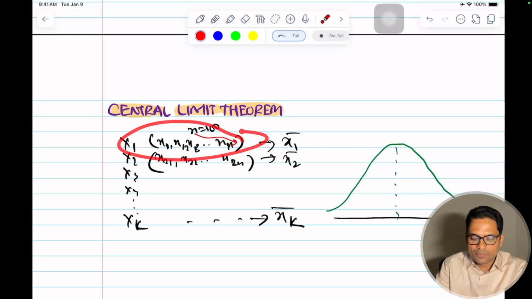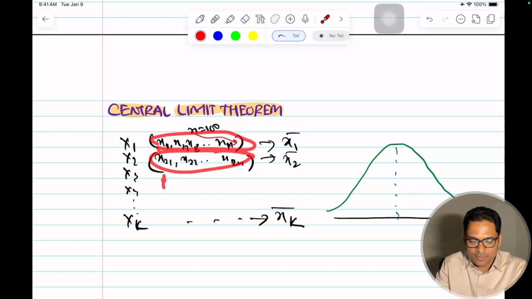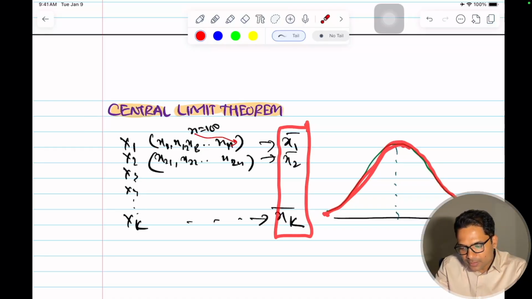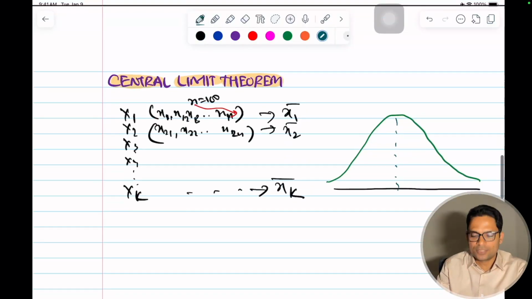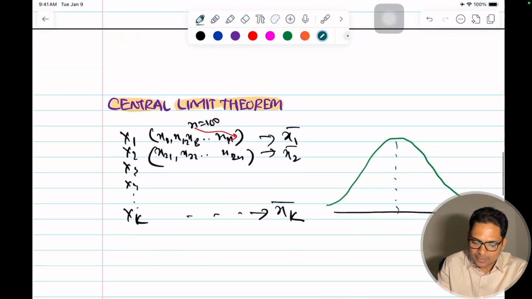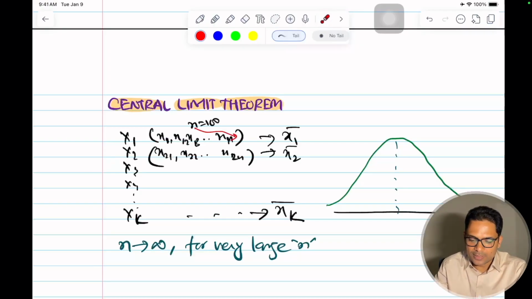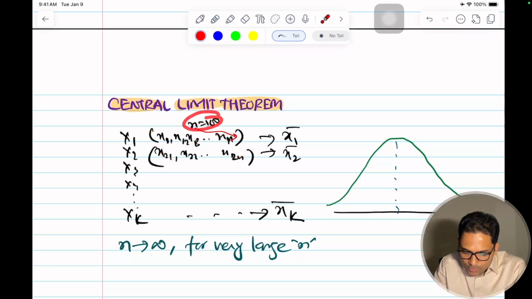And irrespective of the underlying distribution, it doesn't matter whether these samples are coming from a Bernoulli or some unknown or random distribution, the means will follow a Gaussian or normal distribution as n becomes very large. So that is one of the laws of large numbers. So as n tends to infinity, or for very large n, this sample size n equal to 100.